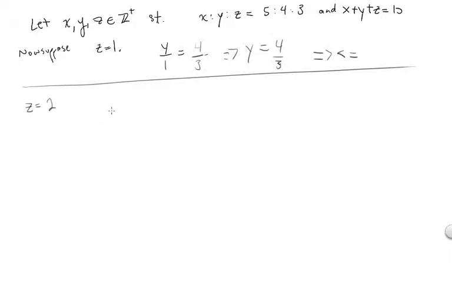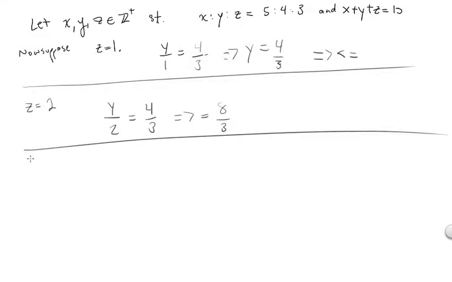Okay, and let's do the same trick. y over 2 equals 4/3. So we'll multiply by 2, and then we get y equals 8/3. But this is also not an integer, so we can't use that. So this should be the first case, z equals 3, where we can get an integer out of this. So let's suppose z equals 3 now, okay?